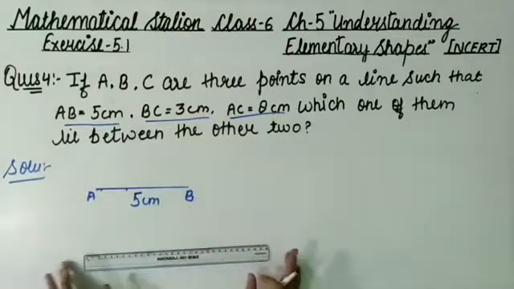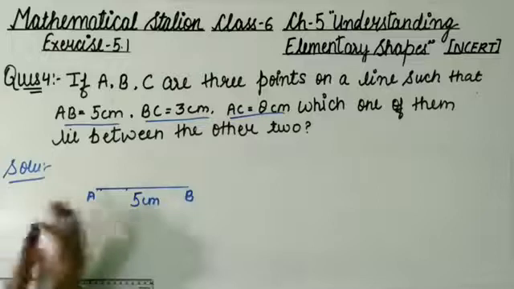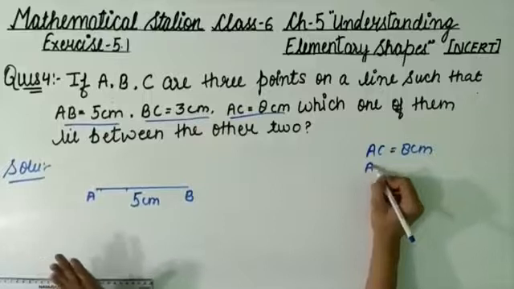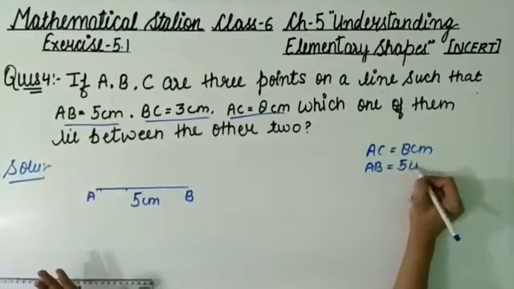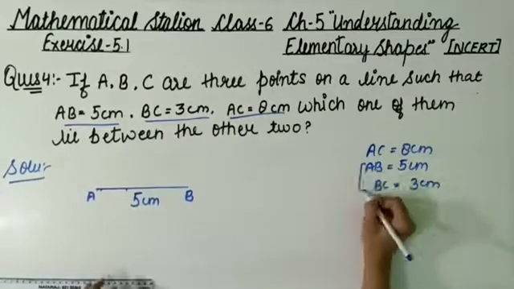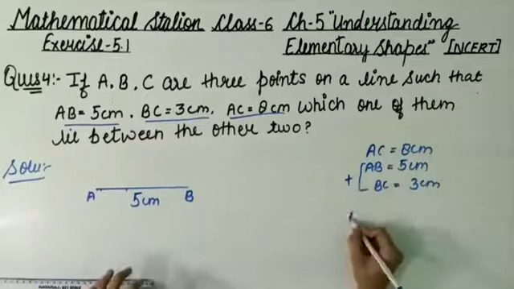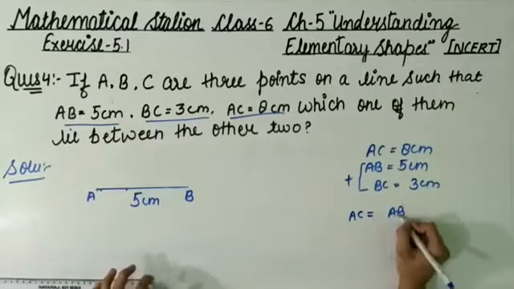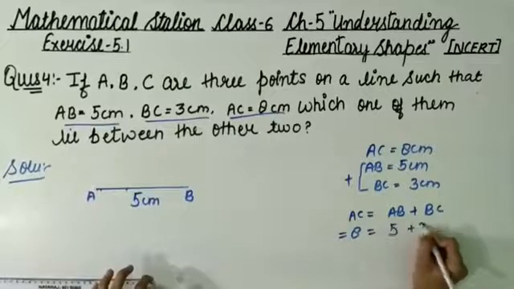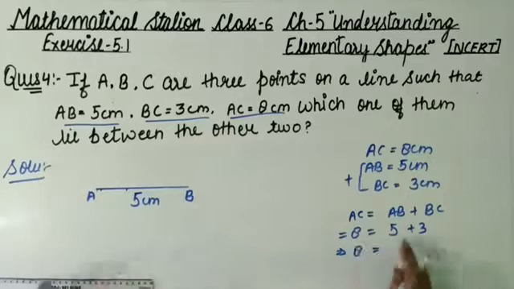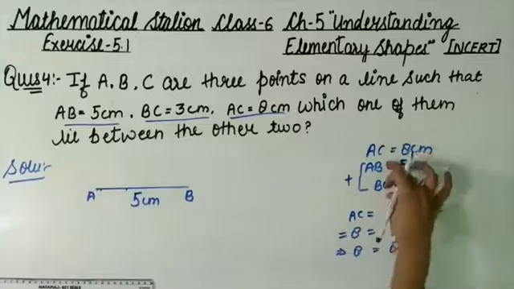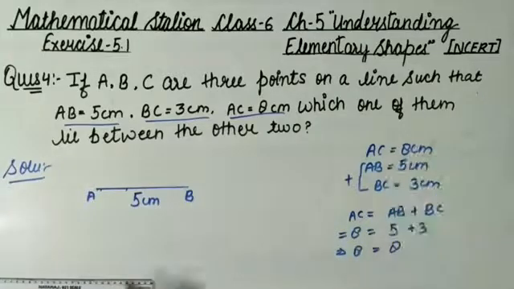Now our next line is BC. That line we will draw from point B. Here AC equals 8 centimeter, AB measures 5 centimeter and BC measures 3 centimeter. If we add these two lines, then it will be equal to AC. So AC equals AB plus BC, and by putting the values you can see 8 equals 5 plus 3, so 8 equals 8. That means the length of AC is equal to the sum of the lengths of AB and BC.